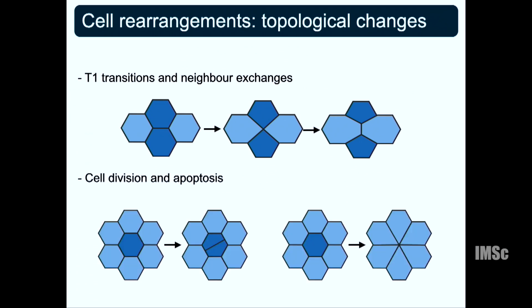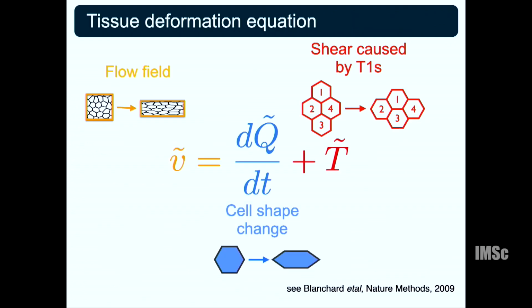And you can also have this kind of contribution due to cell division and cell apoptosis. So what is the point then? The point is, if I want to write down a kinematic equation for tissue deformation, the rate of tissue deformation is contributed by the rate of cell shape change and these topological changes, which are purely due to rearrangement.